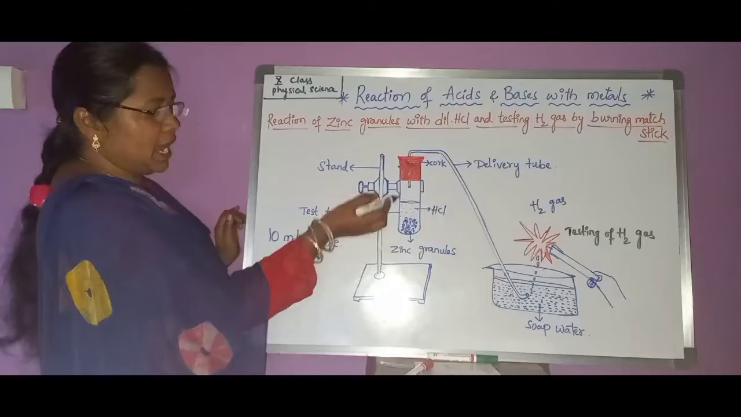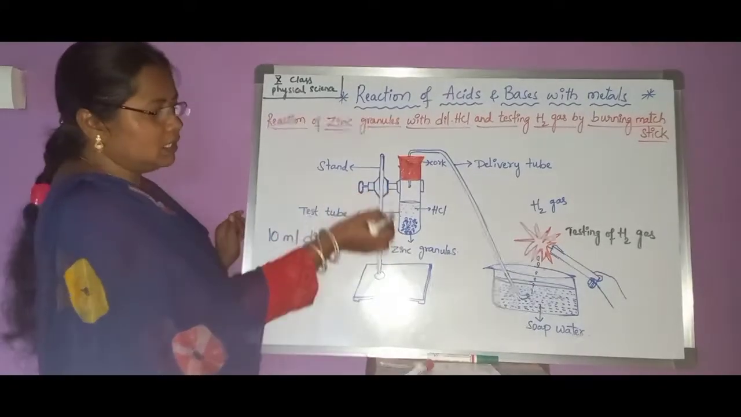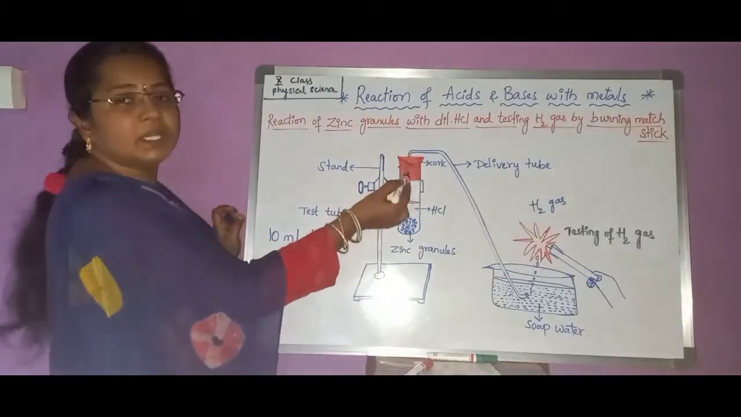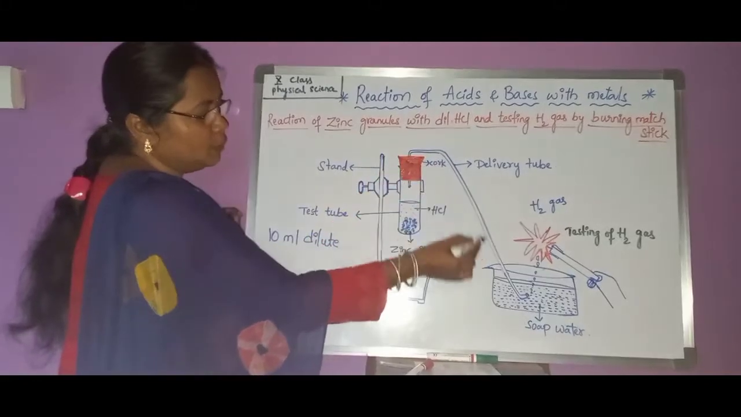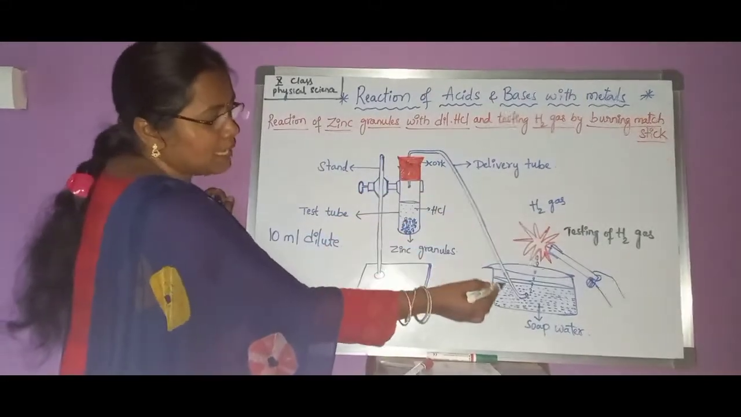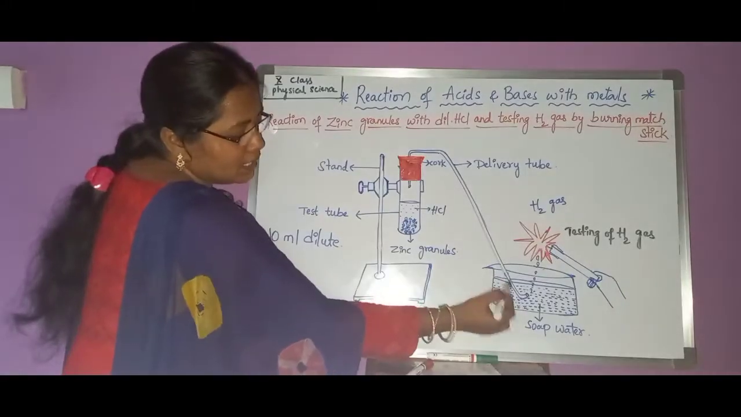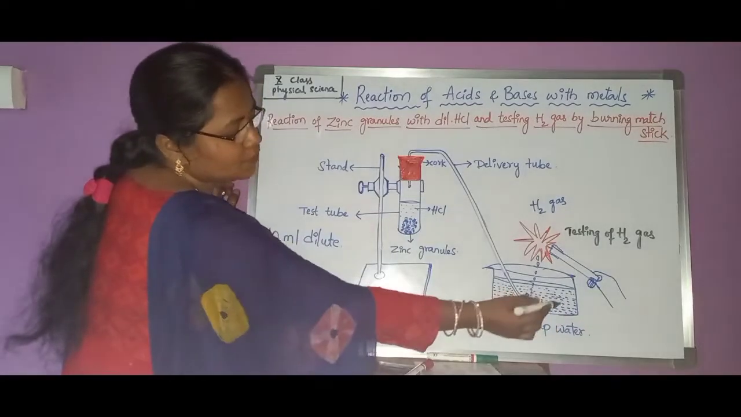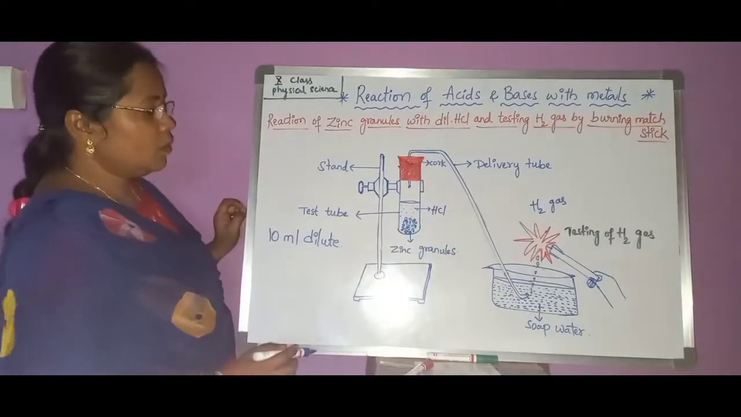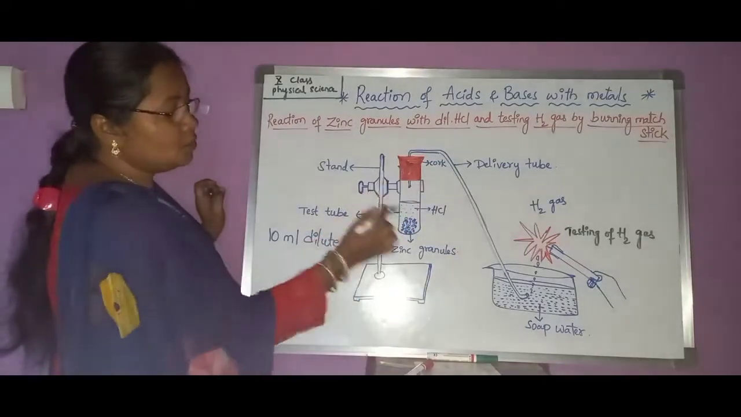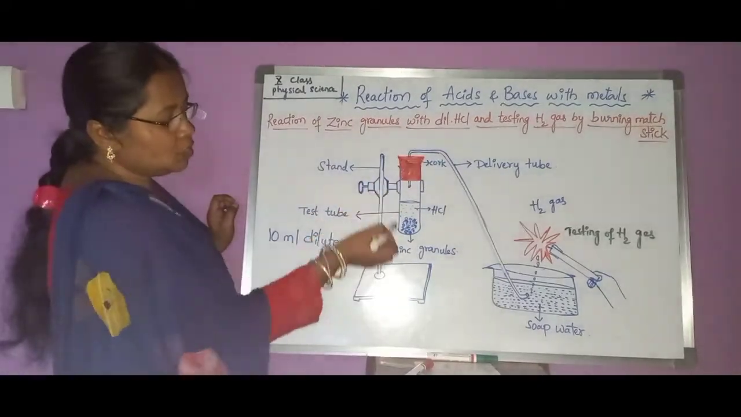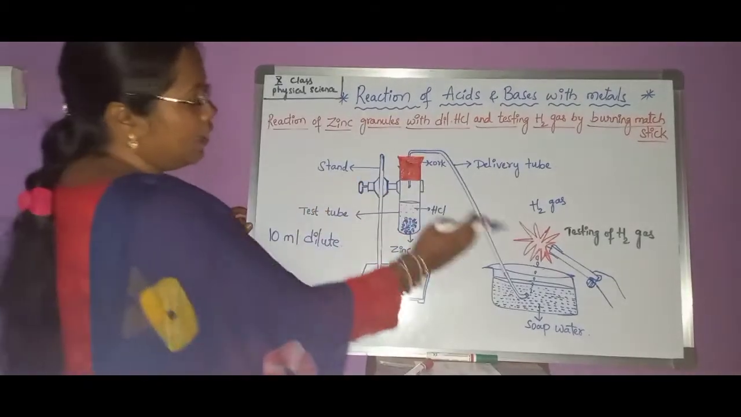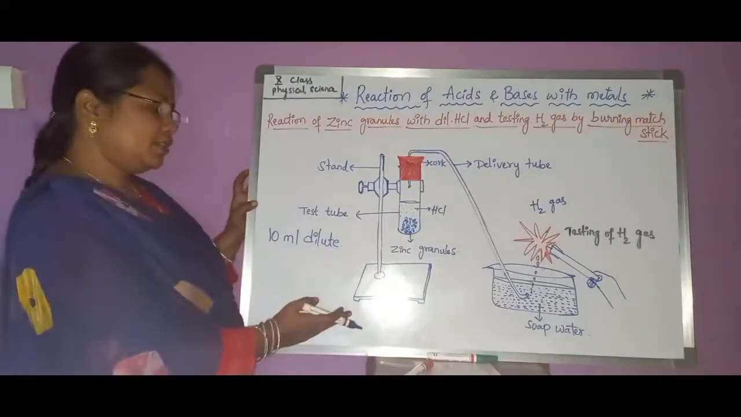Immediately after adding the zinc granules and dilute HCl, the mouth of this test tube should be closed with a rubber cork, which is shown with red color here, and which contains a delivery tube. This delivery tube is a long narrow glass tube whose other end is placed in a glass trough containing soap water. Three-fourths of this glass trough should contain soap water. Okay, like this we have to arrange everything. This test tube should be fitted to an iron stand such that it is placed somewhat above the surface. Now we have to arrange all the materials as shown in the diagram.